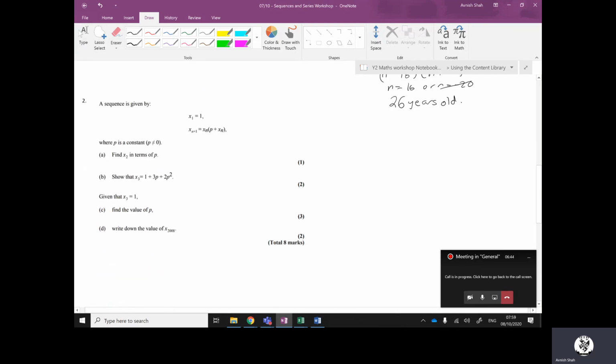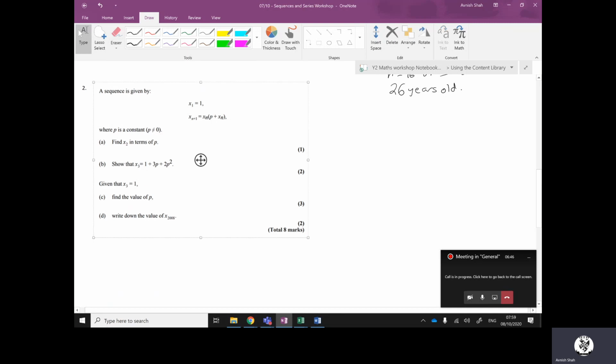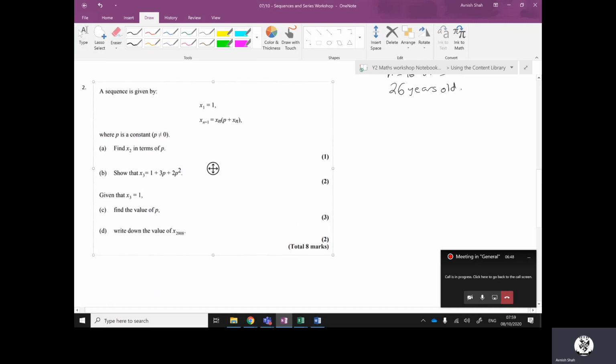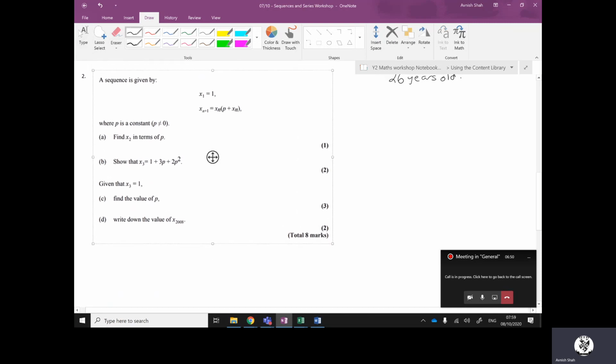Now let's have a look at the second one. This second question is what we call a recurrence relationship. It's given us what the first term is, x1, and then it's told us how to find the next term. Now recurrence relationships are related to the term or the terms before. So xn plus 1 is equal to xn times p plus xn. Find x2 in terms of p.